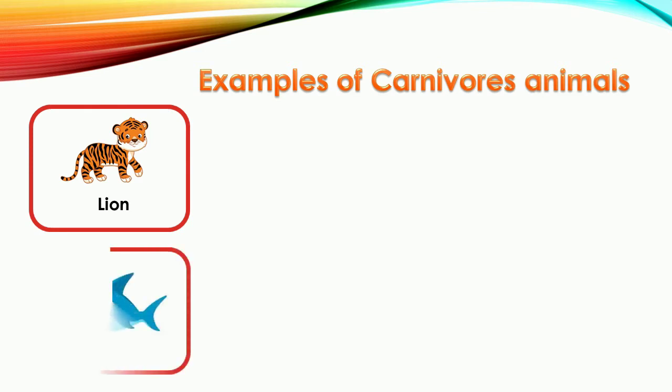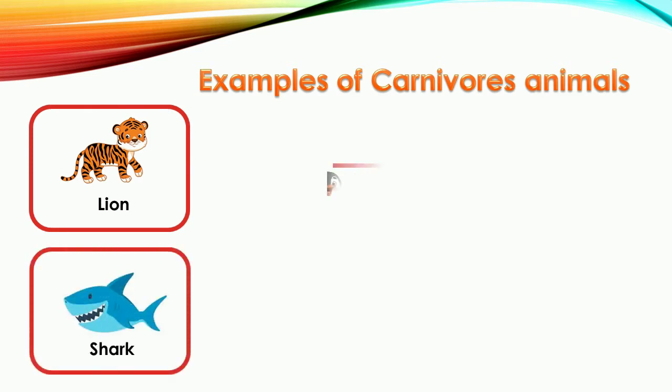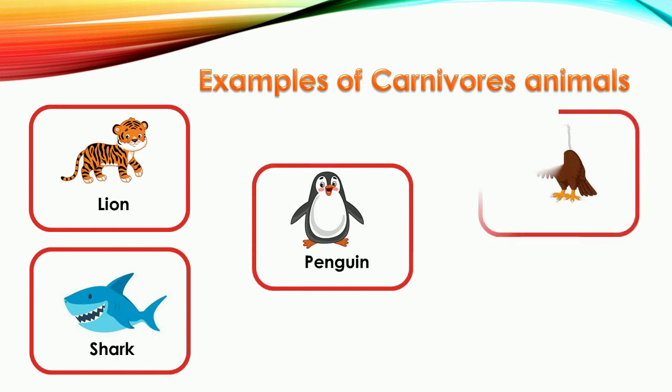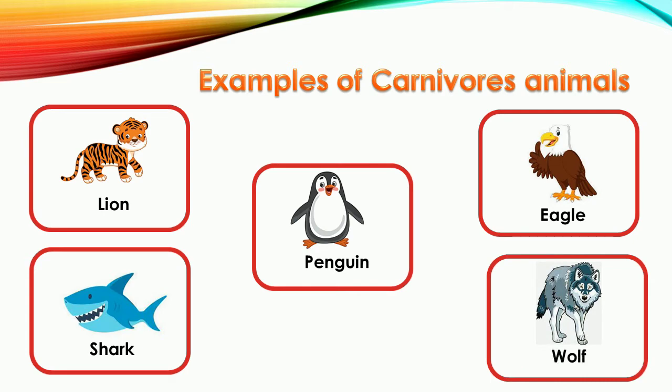Lion, shark, penguin, eagle and wolf are examples of carnivorous animals.